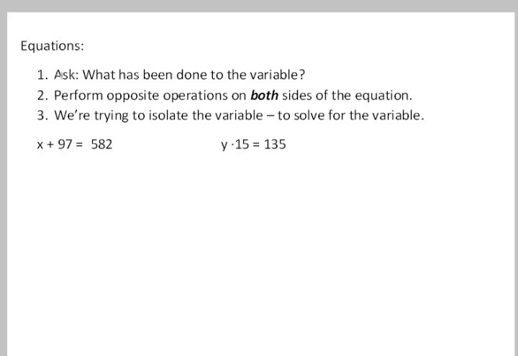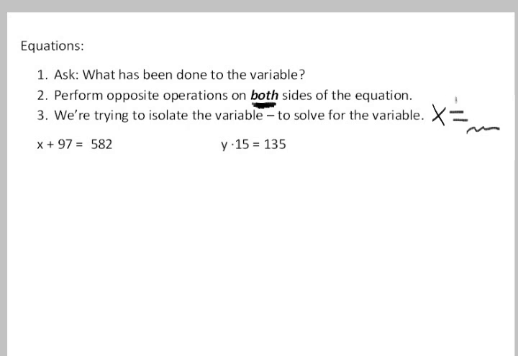So here are the steps that we're going to follow. First, we're going to ask, what has been done to the variable? Then we're going to perform opposite operations on both sides of the equation. It's important that we do opposite operations on both sides of the equation. And then we're going to try to isolate the variable, to solve for the variable, so that we can end up with something that says x equals some number. We're trying to find out what the variable equals.